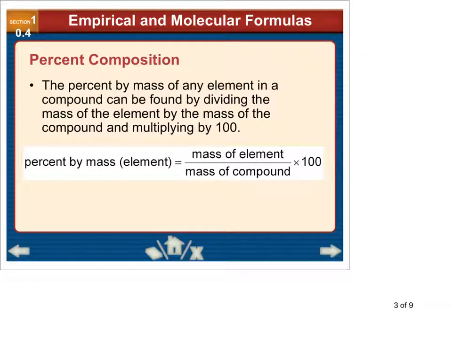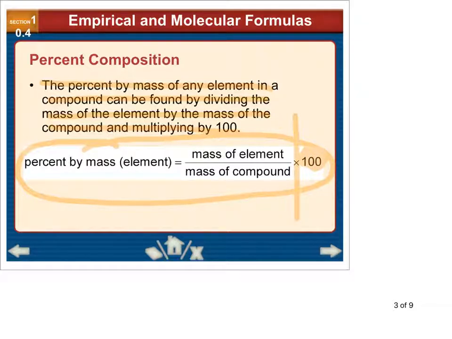Here's percent composition. Percent by mass is found by dividing the mass of the element by the mass of the compound and multiplying by 100. And there's a little formula. I typically won't put in this times 100. I find it to be a little more confusing than necessary. Just remember to express it as a percent. As you're thinking percent, an old thing you should remember: percent is part divided by whole.